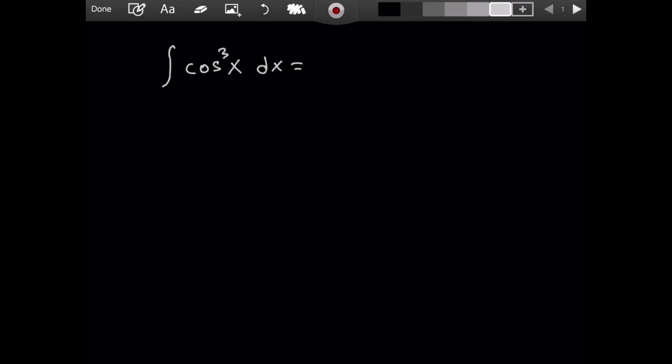Now, how do we start? The best way that I know of, in this case, is separating this into two, like cosine of x times cosine squared x dx, because cosine of x times cosine squared of x will give you cosine cubed of x.